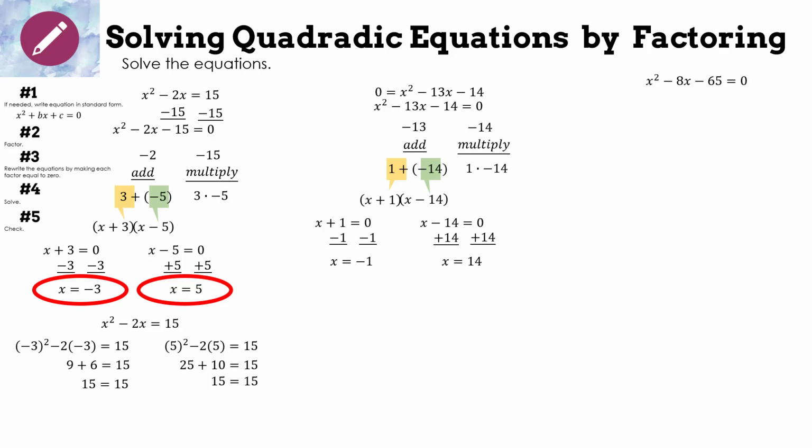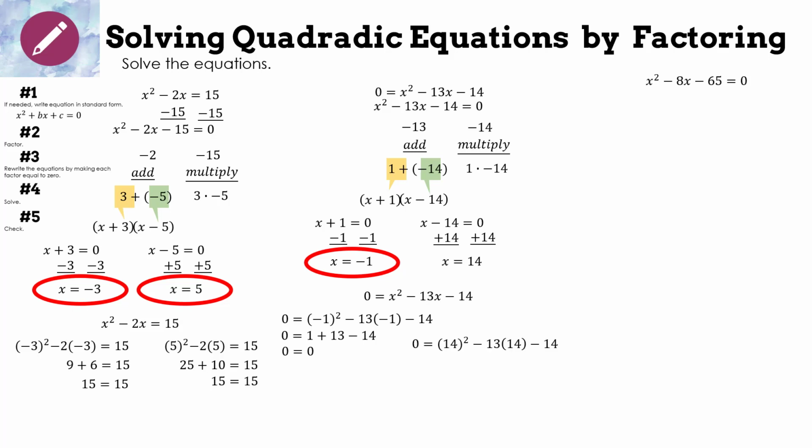Now chances are this is correct, but we always want to check. So to check it, I need to rewrite the original equation. For the first solution, all I do is put negative 1 in for the x's, and then simplify. And look at that, 0 equals 0. So that tells me that x equals negative 1 is a solution. Now I'm going to substitute 14 in for all of the x's. When I simplify, I end up with 0 equals 0. Wow, look at that. Our second solution is x equals 14.